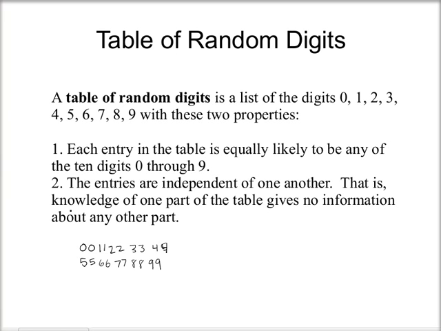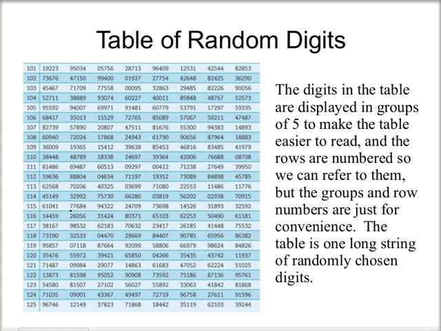So let's look at a table of random digits. Here I've got a big table with a bunch of numbers in it. And you can see that there is no pattern, so we can't predict what a number in the table will be from the numbers that are around it. The digits in the table are displayed in groups of 5 to make the table easier to read. And I've also labeled the rows here from 101 through 125. But the groups and the row numbers are just for our convenience. The table is actually just one long string of randomly chosen digits.